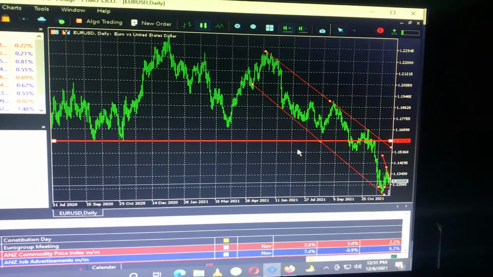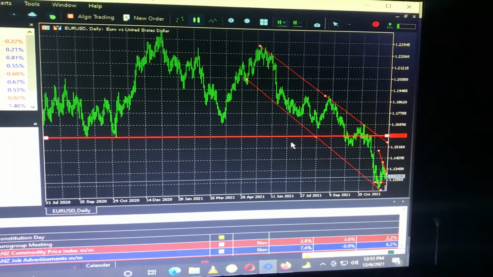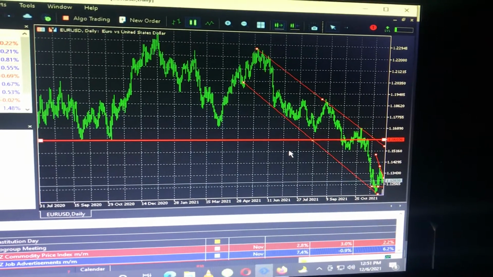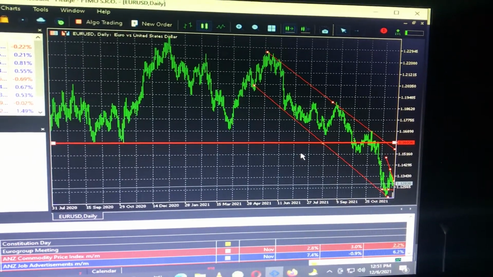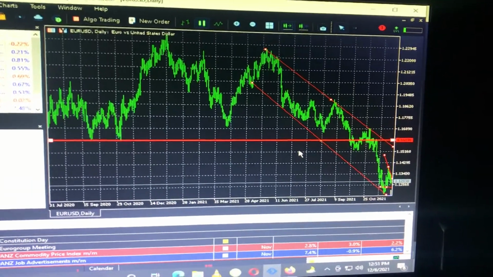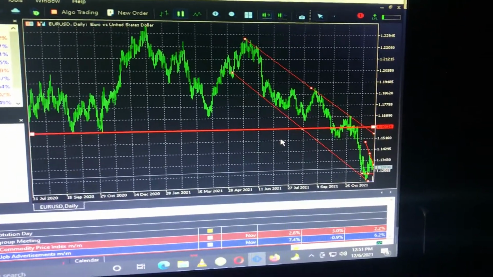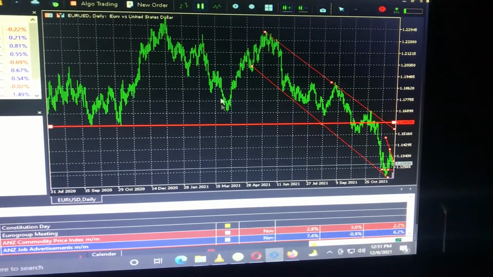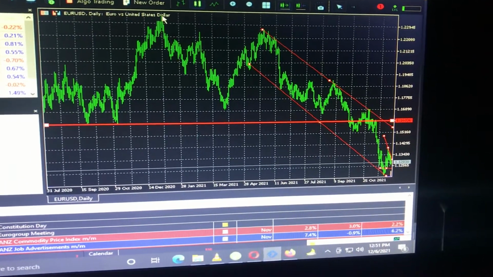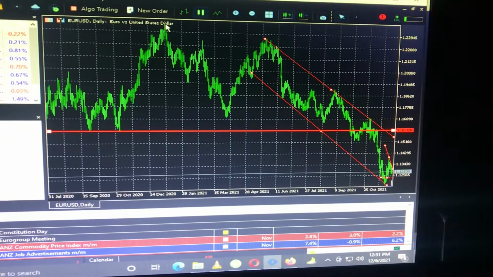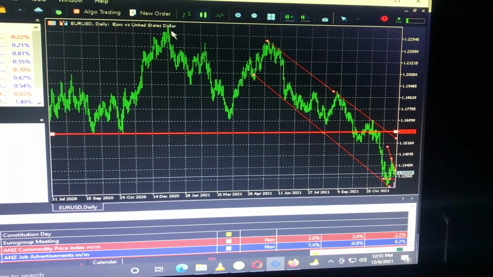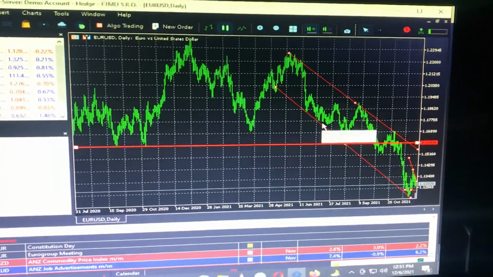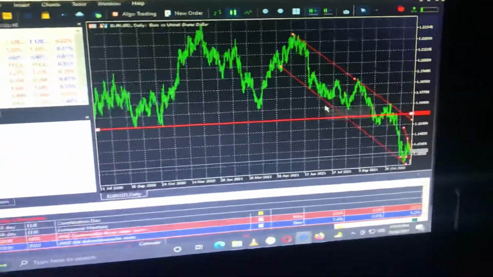Hi everyone. This is a Euro USD analysis. From the look of things, of course, we're looking from the daily charts, from the daily time frame. Right now, pretty much what we have had is this swing high, and from that time we have had all these positions just going to the same direction.